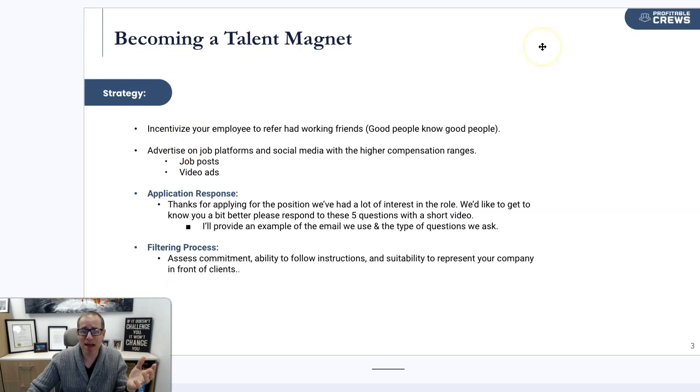So becoming a talent magnet. The strategy is we want to incentivize your employees to refer hardworking friends. So good people know good people. So we would go to Sean's employees and we would ask, do you guys know anybody who you can refer? Now, we wouldn't put friends on the same crew. In Sean's case, he has multiple crews. So if somebody referred a friend, we would put them on the other crew if we were recruiting for the other crew. And again, I would recommend that for you in your business.